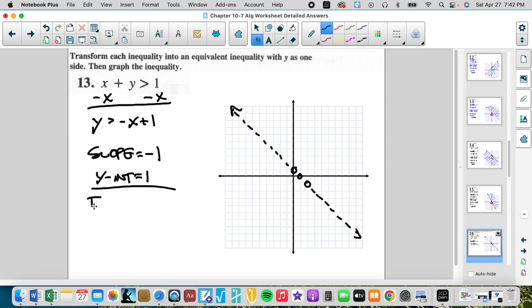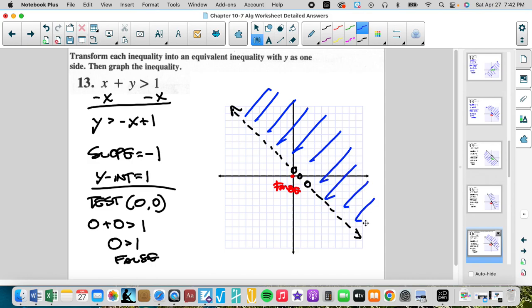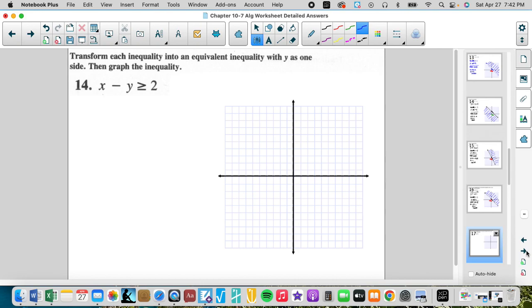Let's test the point. We can test 0, 0. It's not through there. 0 plus 0, is that greater than 1? Is 0 greater than 1? That is false. So we know this point right here is false. So that point's false, so the true side is going to be the other side. And the boundary is going to be false. So we don't shade the boundary.